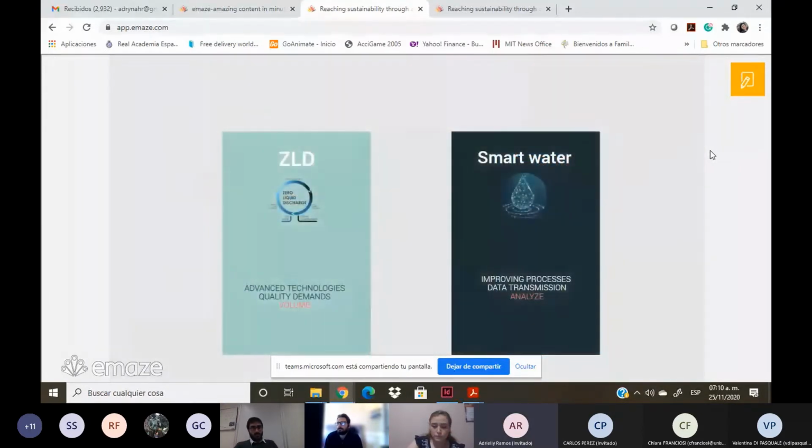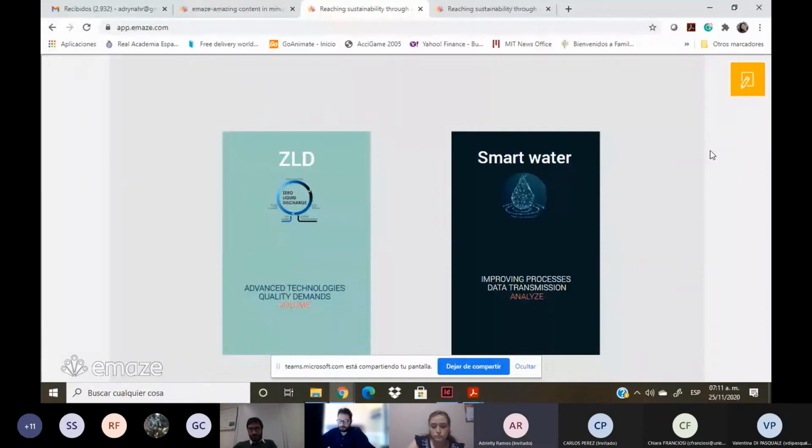Also, just for industry, there is the scheme of zero liquid discharge that has advanced technologies and high quality demands, while smart water improves processes by data transmission, data acquisition, and so on. However, in the case of zero liquid discharge, it needs to be implemented only in places with high hydrological crisis, due to the high cost and also the high technology that is needed.